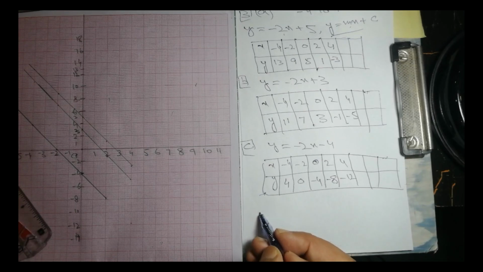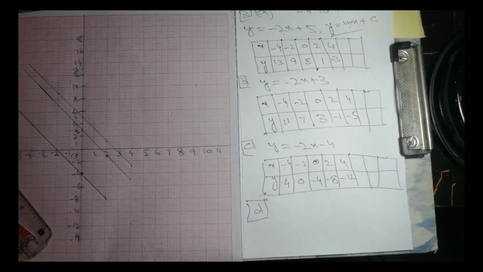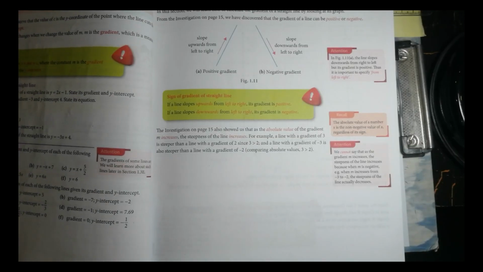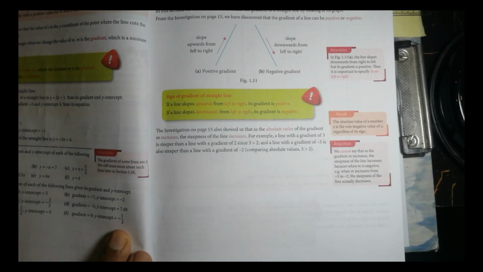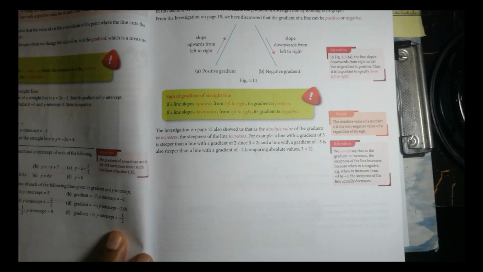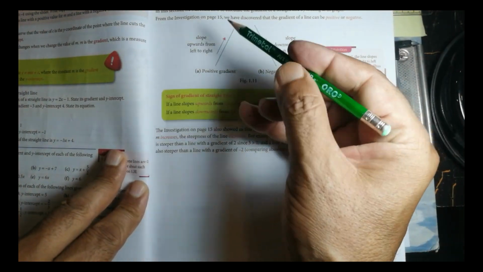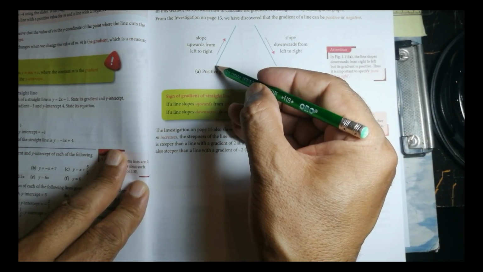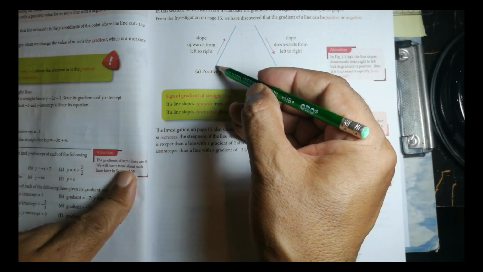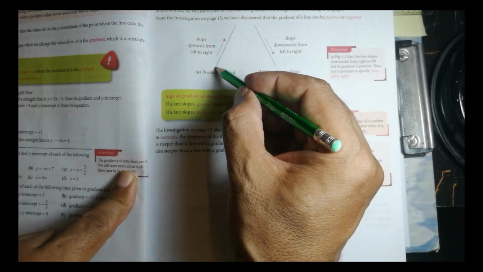So you can draw part number 4. Next is, before we solve the next question about gradient and intercept, first we see what gradient is. Suppose we have this line. If we see from the left, it is increasing from left to right. So we will start from the left.